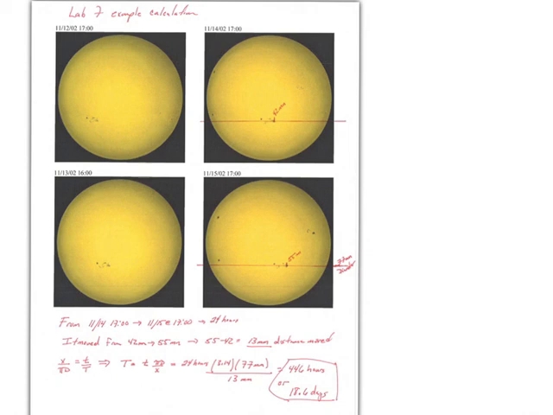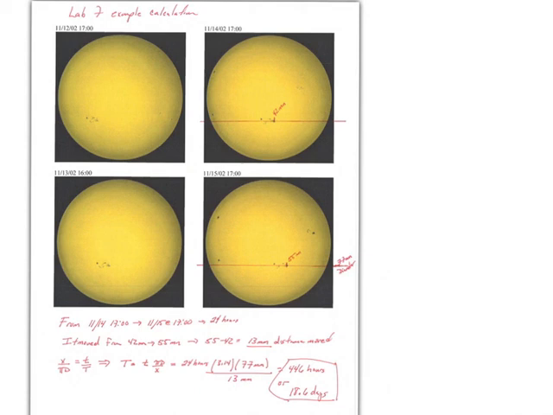I took 2 pictures. I'll start off with this picture, and I've determined a sunspot that I'm going to use there. I drew a line across it. The first thing I'm going to do is measure the distance from the edge of the sun to the sunspot. In this case, I measured it was 42 millimeters.